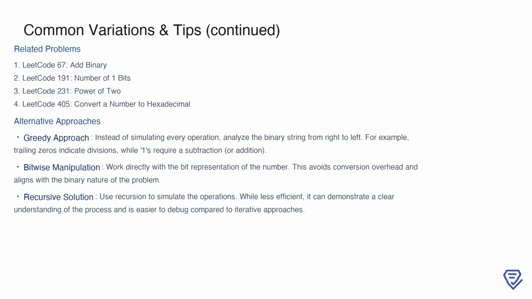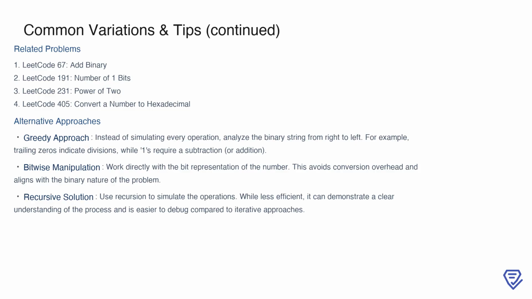This problem also connects to several related problems that can help you build a deeper understanding of binary operations. For example, LeetCode 67, Add Binary, involves direct manipulation of binary strings. LeetCode 191, Number of 1 Bits, focuses on counting bits in a binary representation, while LeetCode 231, Power of 2, explores properties of binary numbers. Lastly, LeetCode 405, Convert a Number to Hexadecimal, deals with conversions between numeral systems.